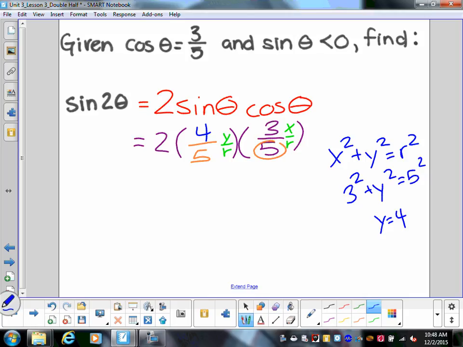And of course, the easiest place to make a mistake is not having the correct sign. We're told that sine of the angle is less than 0, so our sine value needs to be negative. And now I'm just multiplying. 2 times negative 4 times 3, over 5 times 5.